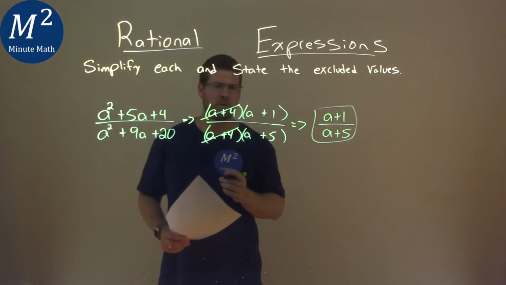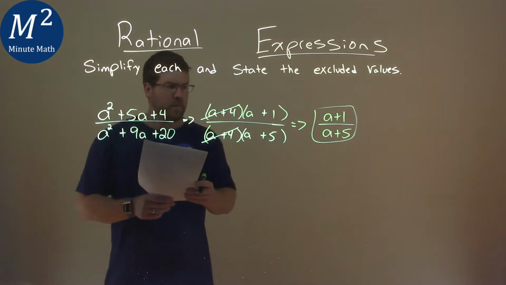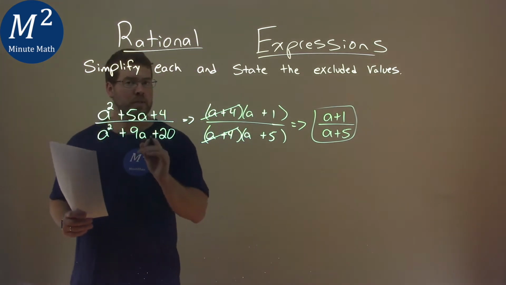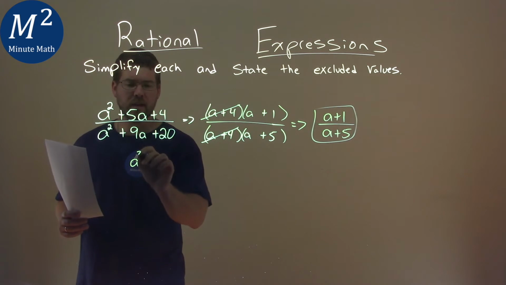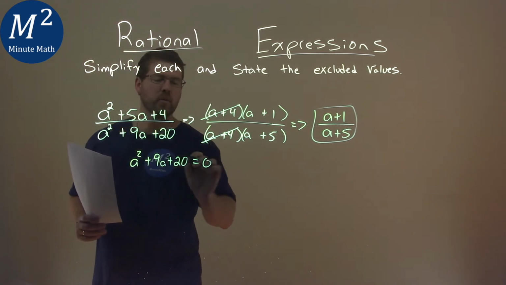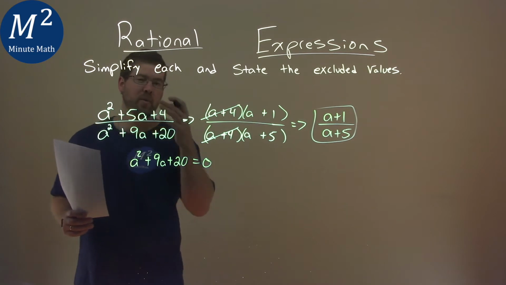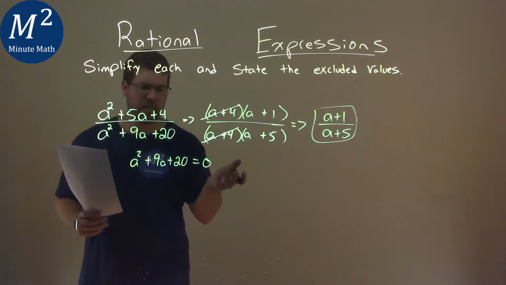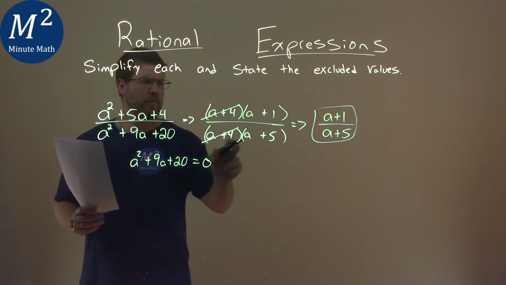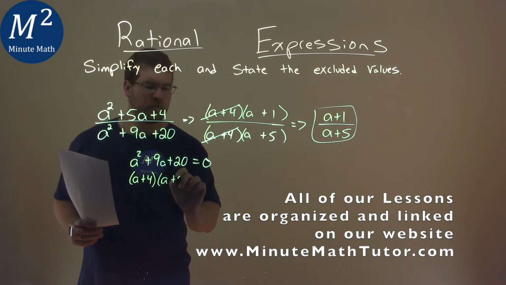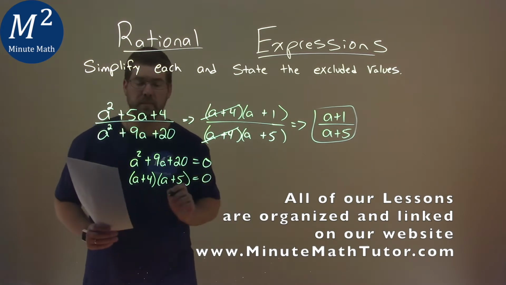Can't simplify anymore. Well, from here, we want to go find our excluded values. So we start with our original expression, and we take that denominator, a squared plus 9a plus 20, and we're going to set it equal to 0. We want to find when the denominator is equal to 0, because we can't divide by 0. Well, luckily we've already factored this. That's an a plus 4 times an a plus 5, and that's equal to 0.